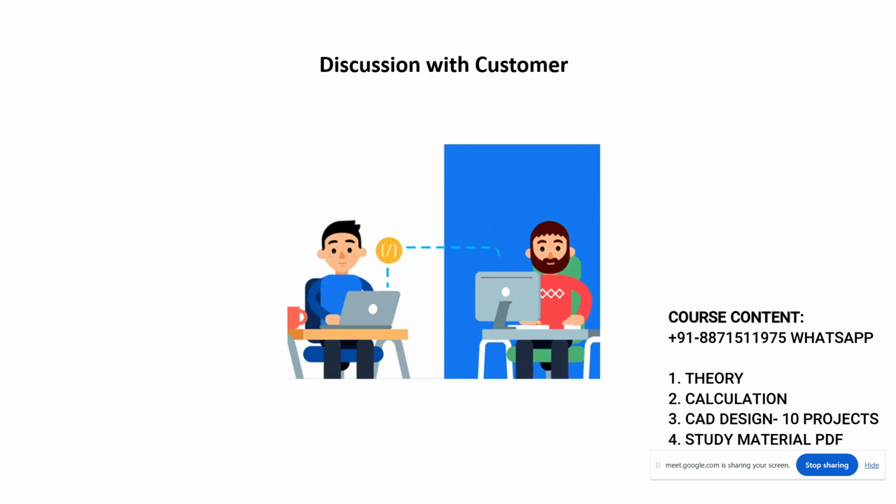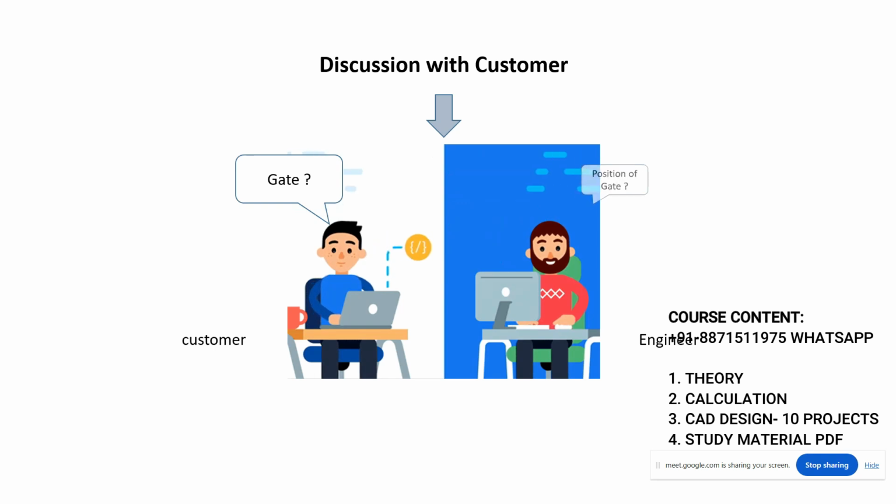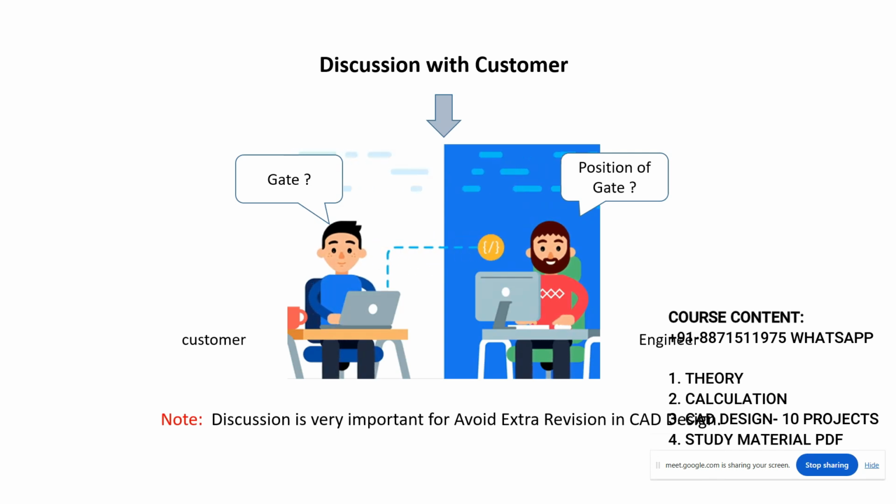Now see, as I told you, for the selection of the appropriate gate, you have to discuss with the customer, which is very important. For example, if you are not discussing the position of the gate, what will happen there? The customer will provide you an extra revision. It means you have to work again on the mold design, because the mold design should satisfy the customer.